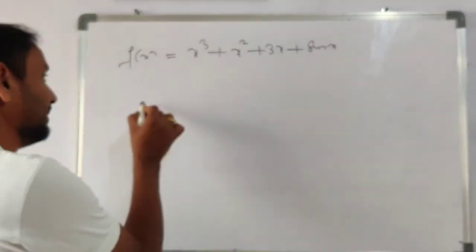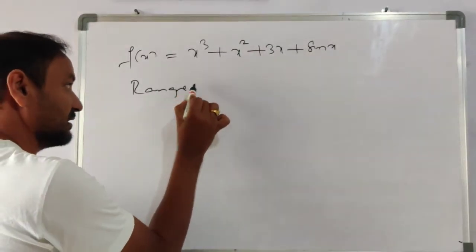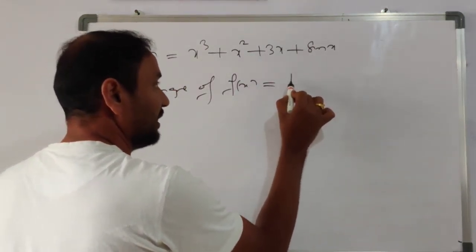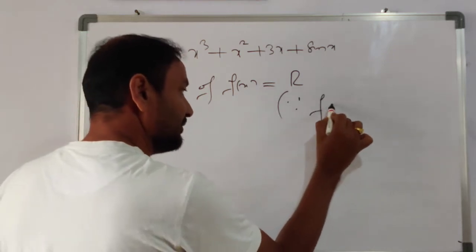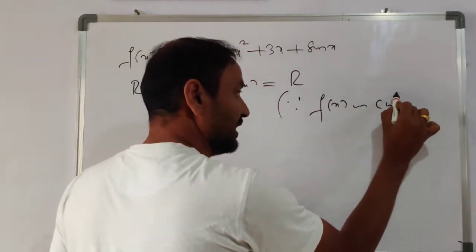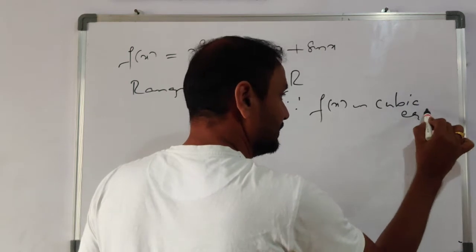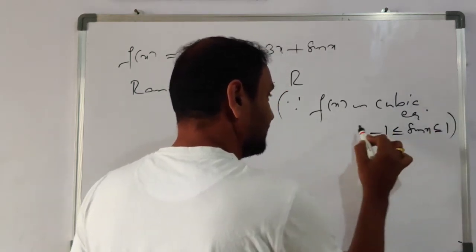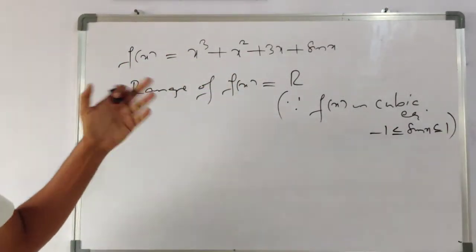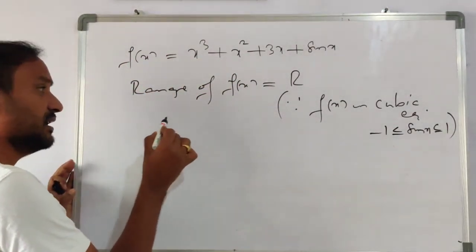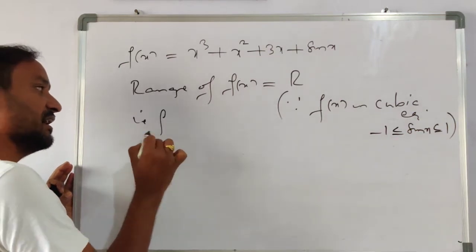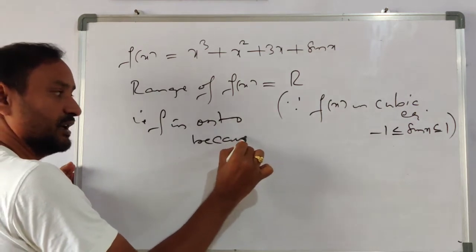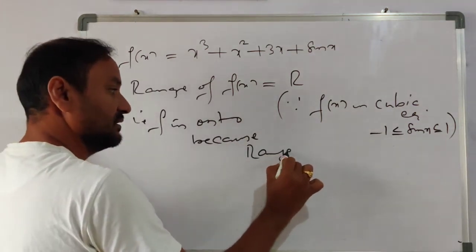The range of f of x is equal to R, since f of x is cubic. Here minus 1 is less than or equal to sin x, less than or equal to 1. So f of x, otherwise you observe like this, that is f is onto, because range equals codomain.